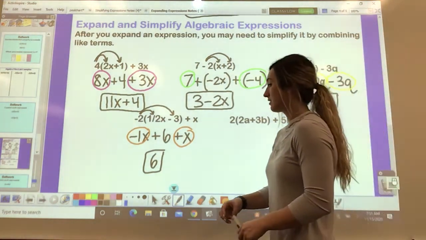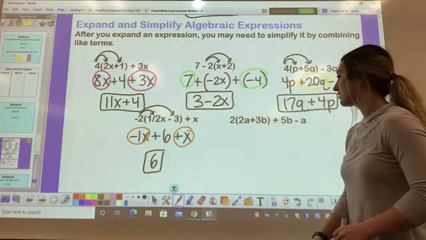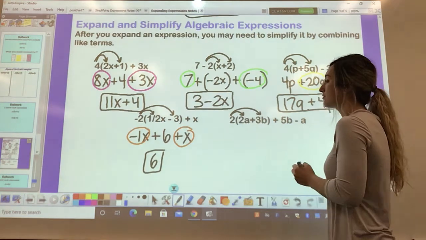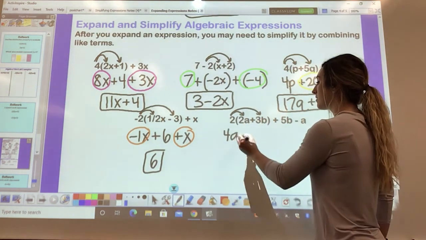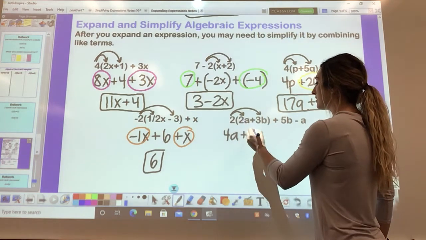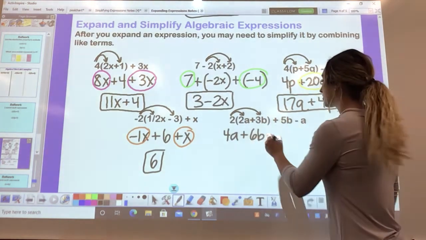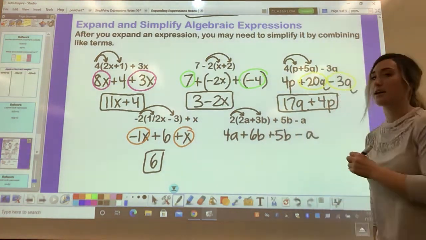All right, and then our last one. Again, start with distributing. 2 is going to go into each of those. 2 times 2a would be 4a. 2 times 3b would be 6b. And then we're going to add on these extra terms, plus 5b minus a.